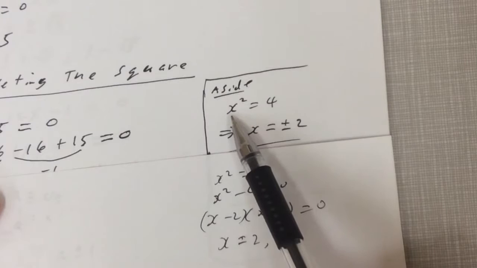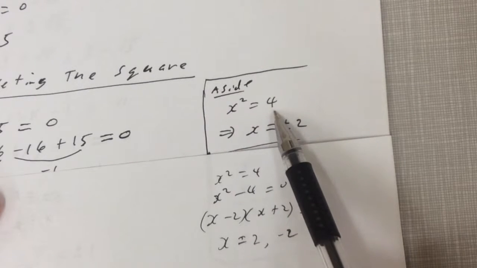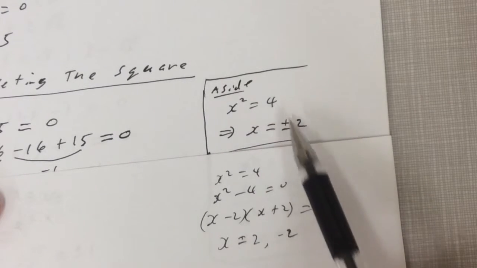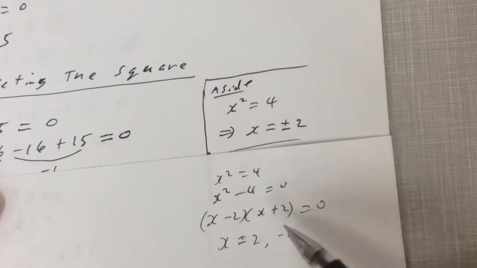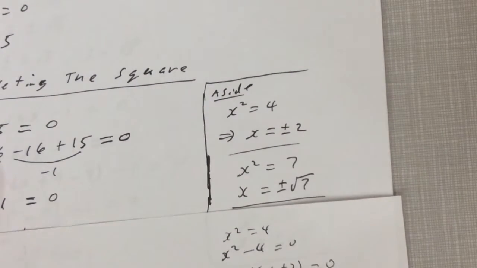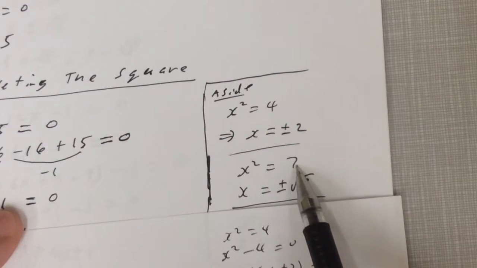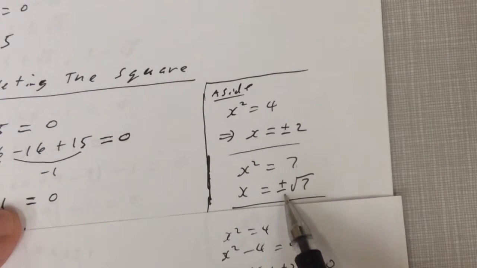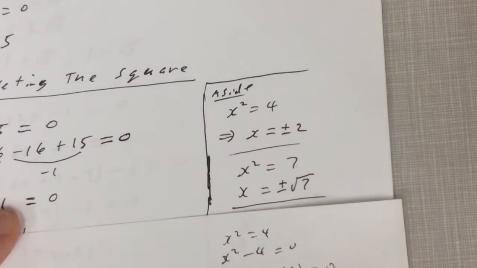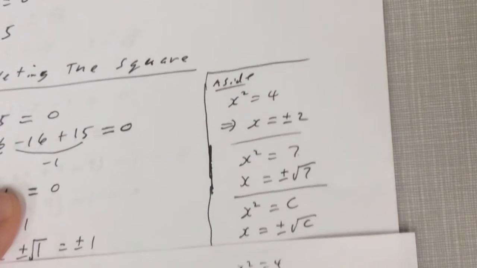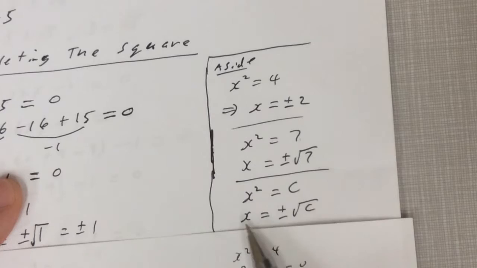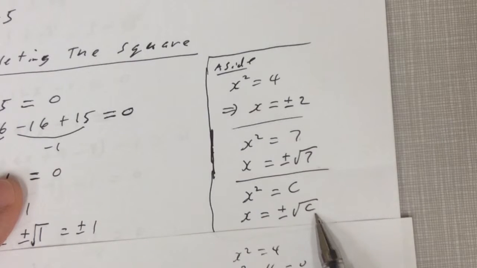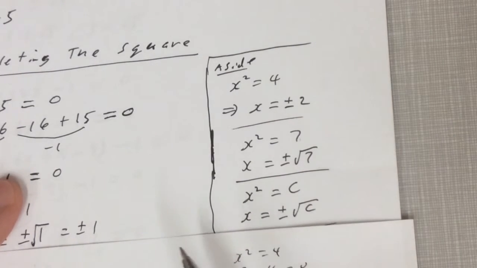So whenever you have something squared equals a number, then x equals plus or minus the square root of that number. Same thing happens if you have something like x squared equals 7, then x equals plus or minus the root of 7. Because when you square the root of 7, you get 7. Square the negative root of 7, you still get 7, because the negative becomes positive. In general, x squared equal to c, then x equals plus or minus root c. Okay, so this is going to help us when we're trying to solve by completing the square.